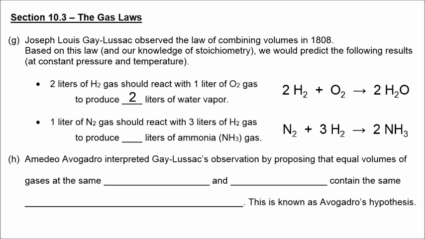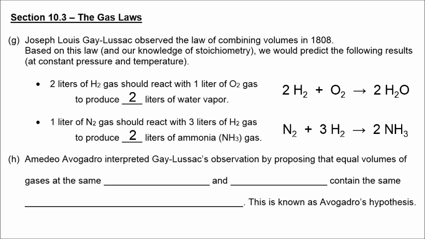Similarly, we have a balanced chemical equation for the formation of 2 moles of ammonia from 1 mole of nitrogen and 3 moles of hydrogen. But I could consider the mole ratios the same as the volume ratios. So 1 plus 3 in this case actually equals 2 according to the mole ratios.